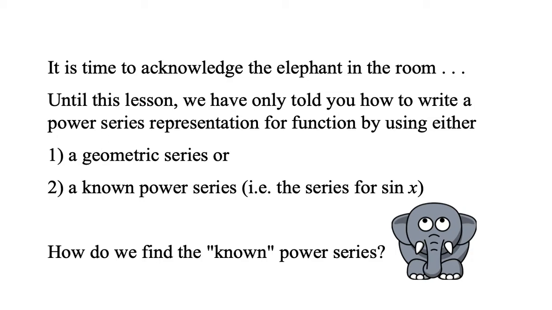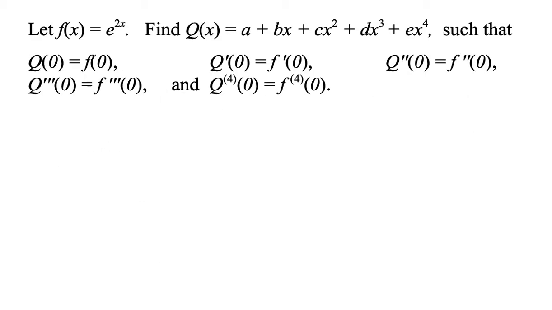Let's consider an example. Let f of x be the function e to the 2x. We would like to find a degree 4 polynomial, q of x, such that q of 0 and f of 0 are the same. The first derivatives are both the same at 0. The second derivatives are both the same at 0. The third derivatives are both the same at 0. And the fourth derivatives are both the same at 0.